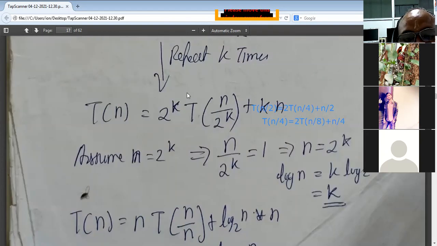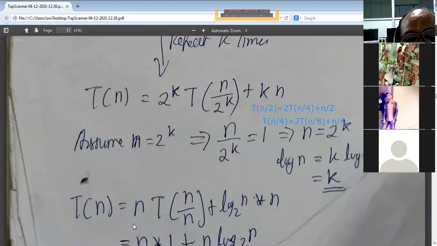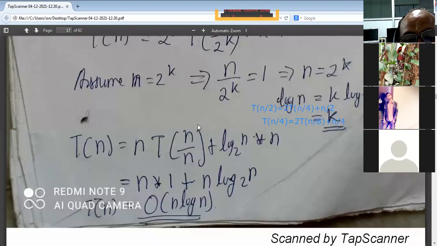Now I replace 2^k with n, since I have already calculated that 2^k is equal to n. So I want to represent the equation in the form of n. Instead of 2^k, I have written n, and instead of k, I have put the value log₂n. So I have written here n log₂n, and the n cancels out, it becomes 1, and T(1) is our base equation, that is 1. So n into 1 plus n log₂n.